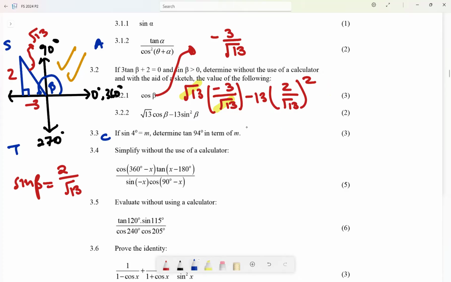When they cancel off, we get how much? Negative 3 minus 13 into. Now, remember these 2 will square this one and will also square that one. What is 2 squared? 2 squared is 4. What is square root of 13? Remember, if you have square root of something and you square that, it will just cancel that one and leave the answer. But you have a calculator, then can you see that this one and this one cancel off? Yes.